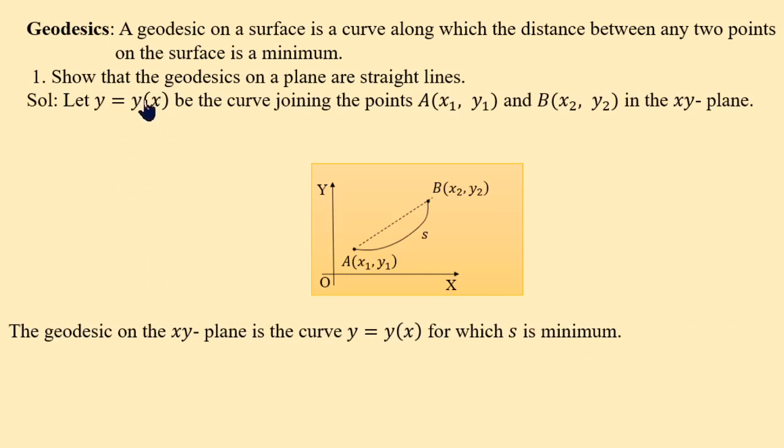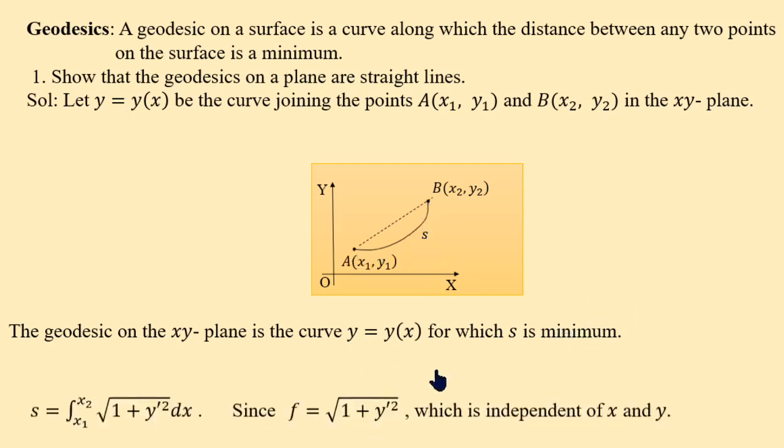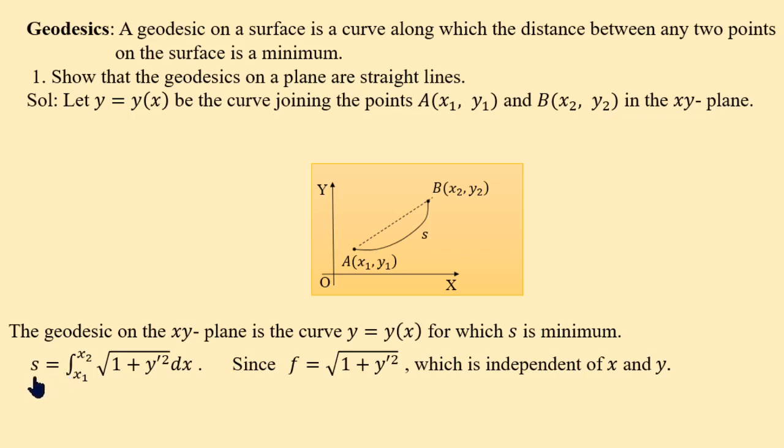So let y equal to y of x be the curve joining the point A and B in the xy plane. So this S is the curve, and y equal to y of x for which S is minimum is called the geodesic. Geodesic means that the curve must be minimum. Here the curve is nothing but this arc length is minimum, the shortest distance. And we know that S is nothing but the integral from x1 to x2 of ds. ds is nothing but root of 1 plus y dash square dx, and this is your f.